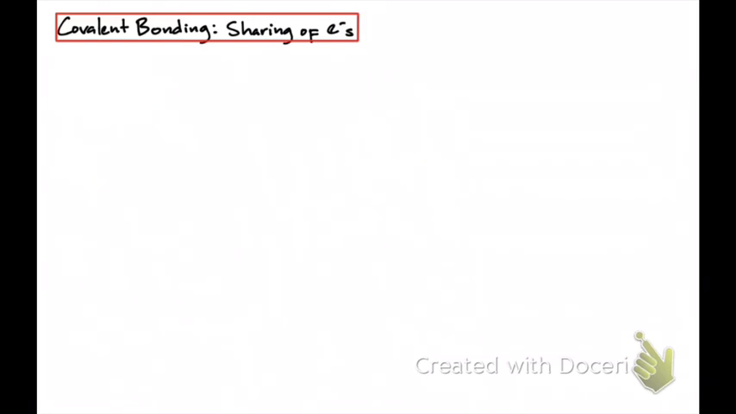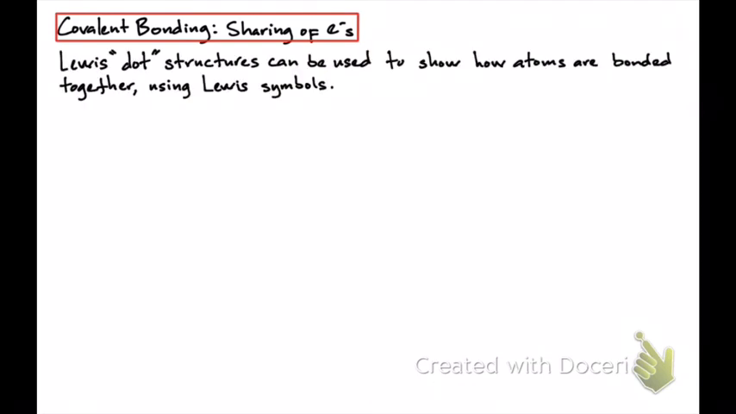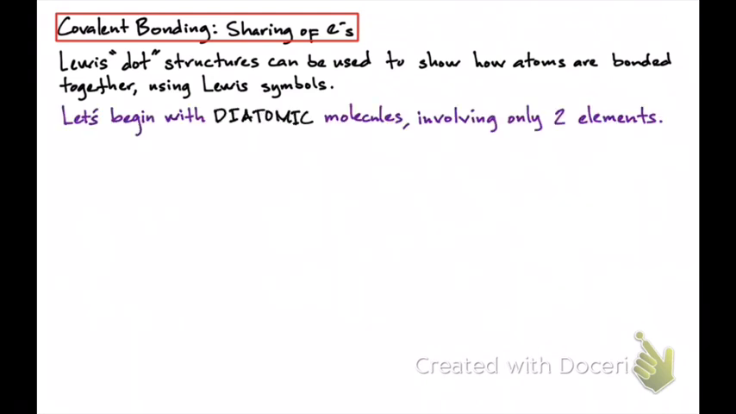Now, covalent bonding is the complete opposite of ionic bonding. So here you're sharing electrons instead of transferring electrons. So the electrons are being shared by the elements involved in that chemical bonding. And so Lewis dot structures can be used to show how atoms are bonded together using Lewis symbols. So we can look at a diatomic molecule for simplicity involving only two elements. So that's what diatomic means. You have two atoms or two elements.